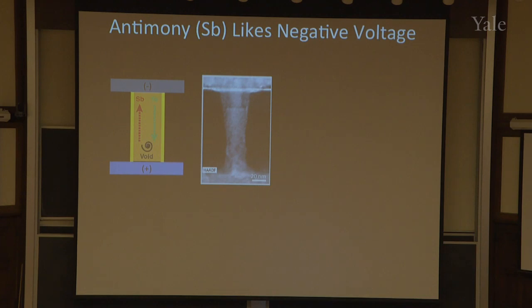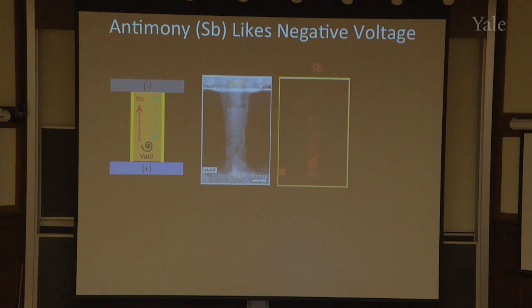So let's see if that idea works. So first, we apply a positive voltage here. It's a little bit difficult to see, but it's positive voltage here. So according to our hypothesis, if this is positive voltage and if this is negative voltage, then antimony should flow down. That's our hypothesis.